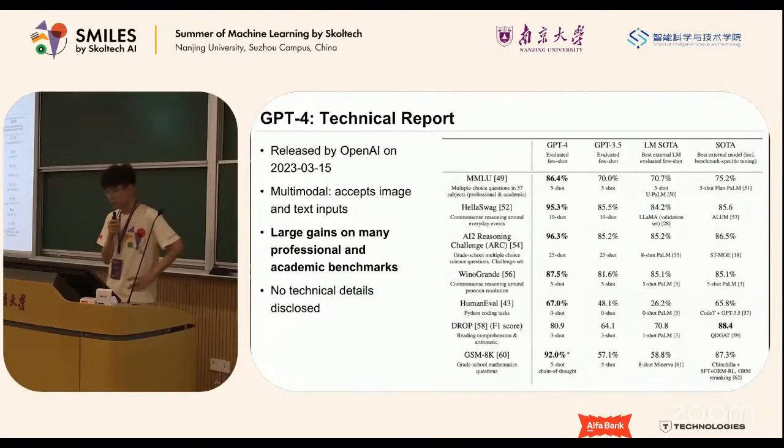In March 2023, OpenAI released GPT-4. This was a major milestone, a multimodal model accepting both image and text inputs. GPT-4 achieved significant gains across professional and academic benchmarks, scoring in the 90th percentile on the Uniform Bar Exam. Although OpenAI doesn't disclose official technical details, industry reports show that GPT-4 uses a mixture-of-experts strategy to combine multiple base models for efficient inference.